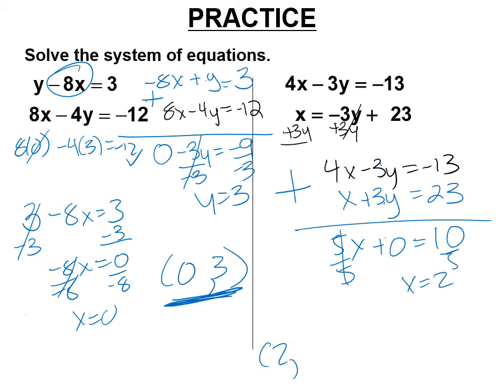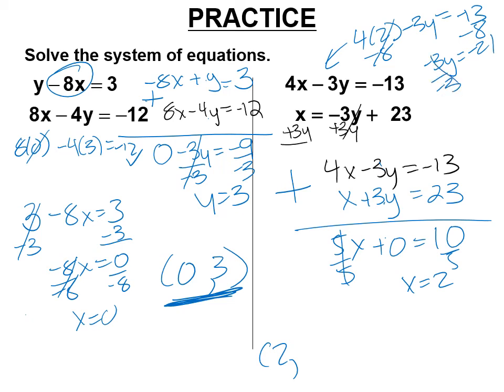Now we need our y coordinate. I'll put it in the top one. So 4 times 2 minus 3y equals negative 13. We're subtracting 8 from both sides. Negative 3y equals negative 13 minus 8, negative 21. Divide by negative 3. Y equals 7. 2, 7 is where those two lines intersect.